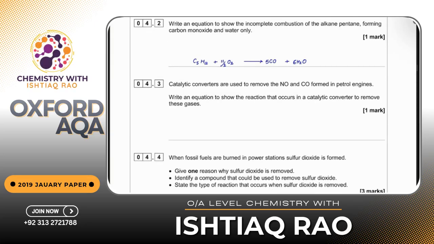Catalytic converters are used to remove NO and CO formed in petrol engines. Write an equation to show the reaction that occurs in a catalytic converter to remove these. Basically, NO will react with CO in the presence of rhodium catalyst that is present in a catalytic converter. CO will convert into CO2 and NO will convert into N2. How can I balance it? 2 moles of NO, so 2 moles of CO. Yeah, this is balanced.